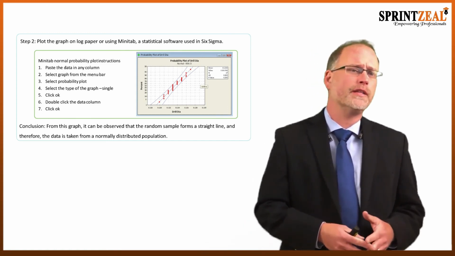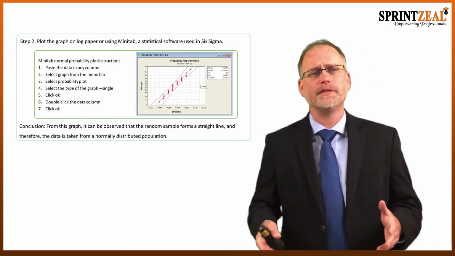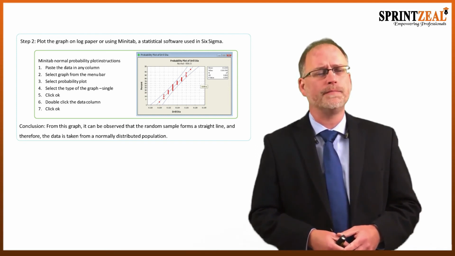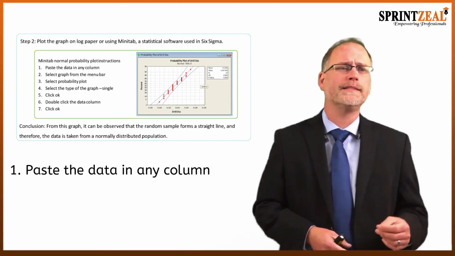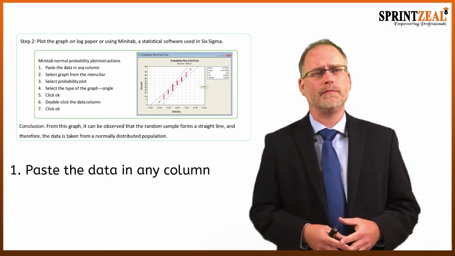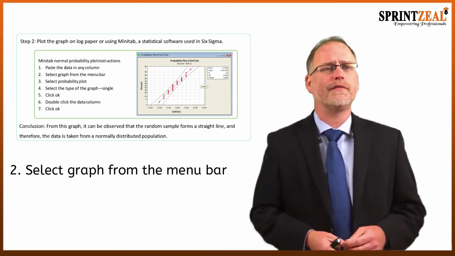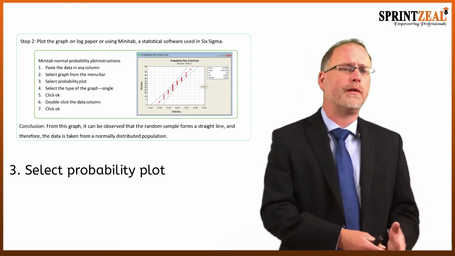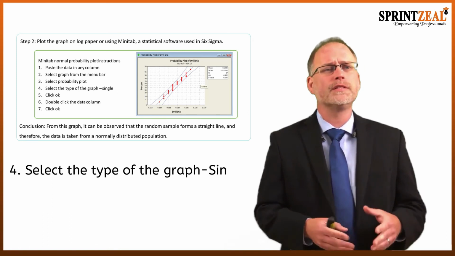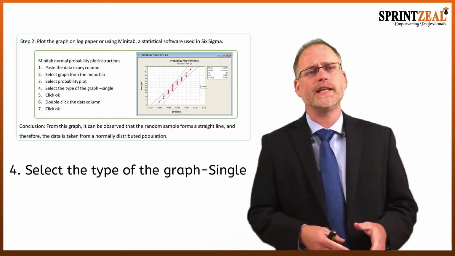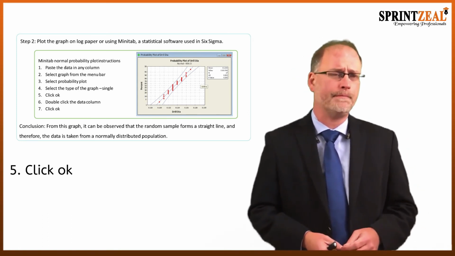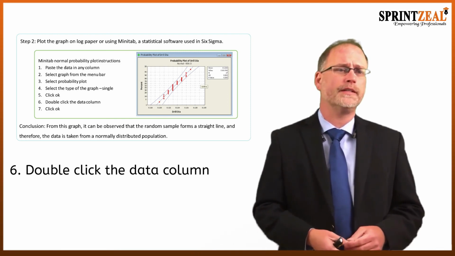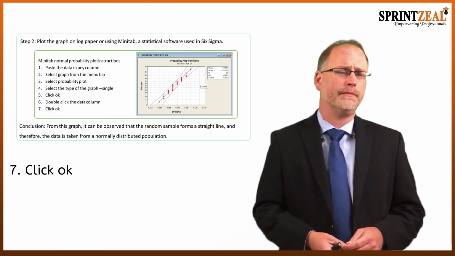Now, if you are using Minitab, there are 7 steps to complete a normal probability plot. The first one being we want to paste the data into any one of our columns. Then we'll select the graph from the menu bar, we'll select the probability plot. Then we'll select the type of the graph, which in this case will be a single one, and we'll click OK. Then we'll double-click on the data column, and then we'll click OK again.